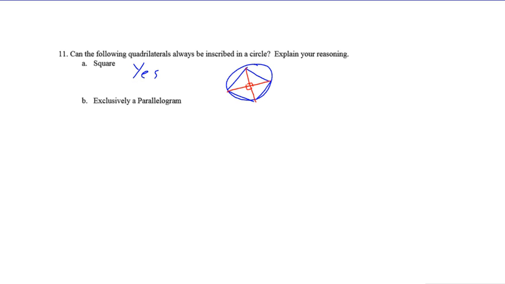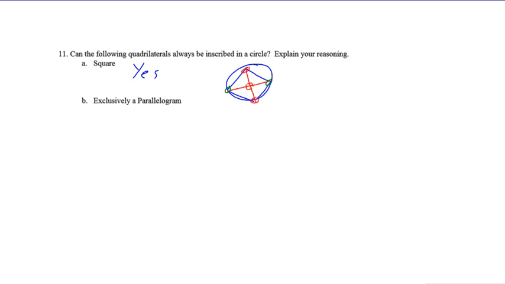A rhombus itself cannot be inscribed in a circle unless it is a square, because the opposite angles need to be supplementary, and normally in a rhombus they are congruent, and the only angles that are congruent and supplementary are 90-degree angles, which is the exact logic we're going to use for the parallelogram.